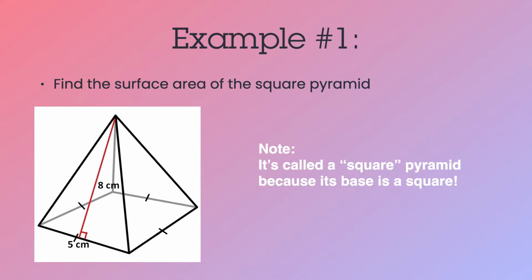So our first example, let's find the surface area of this square pyramid. Now, just a little side note, it is called a square pyramid because the base is square. Both of our examples that we're working with today in our video are square pyramids, which means finding the area of the base is a little easier than it could be, but there's other tricks that we're going to use. Just keep in mind that as you work through whatever practice problems you're working on, your pyramid can have a base that's any type of polygon.